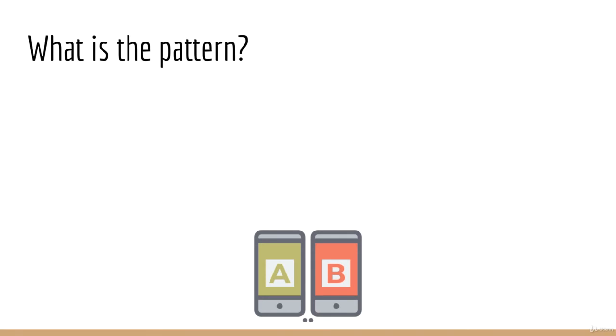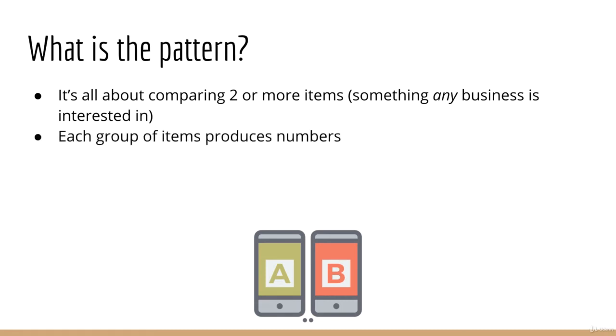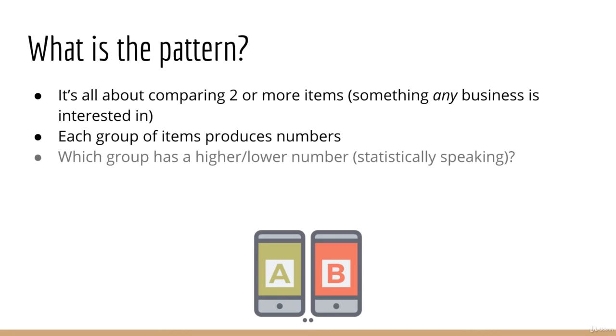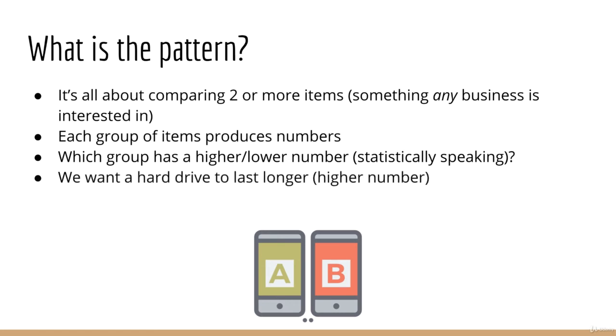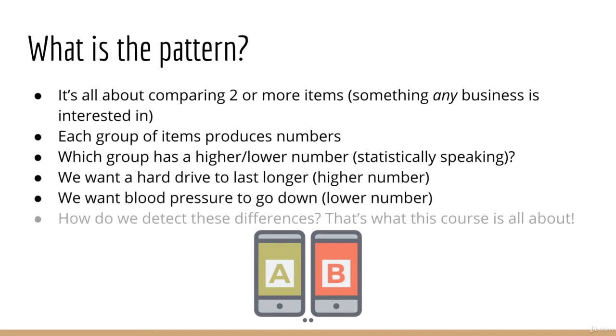So what do all of these examples have in common? Well, hopefully you realize that the pattern was we needed to compare two or more items. Mathematically, each of these items will produce a number. And what we're usually looking for is one group to have a higher number or a lower number than the other group or groups. So for example, if we're measuring how long a hard drive lasts, we would want that number to be higher. If we're measuring blood pressure, we might want that number to be lower. The question is, how do we detect these differences? That's what the techniques from this course will teach you.